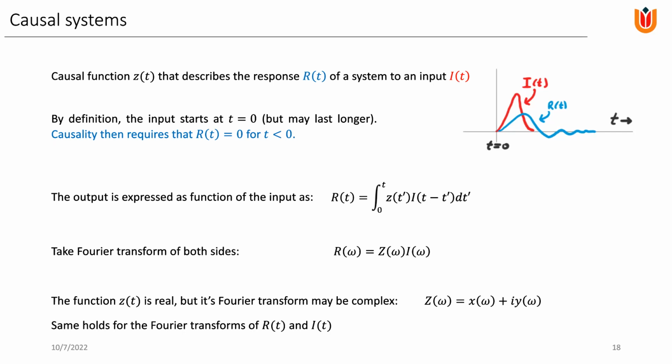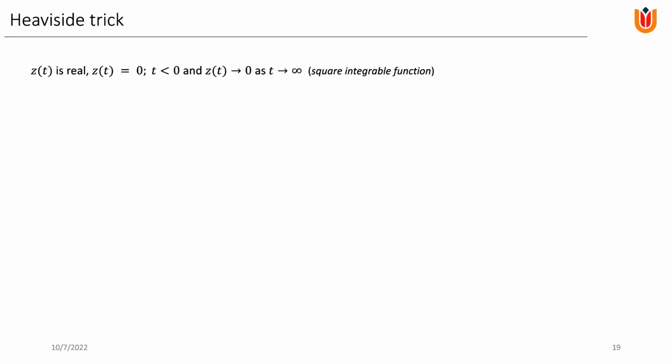Z of t is a real function, describing a real response of a system, but the Fourier transform itself can be complex. So we write Z of omega as having a real part and an imaginary part. It also holds for the R and E functions. They are real in the time domain, but if you take the Fourier transform, they will be complex. Okay. First trick.